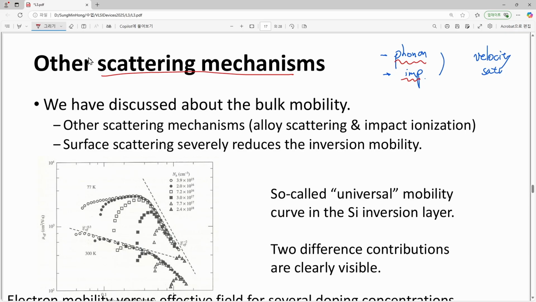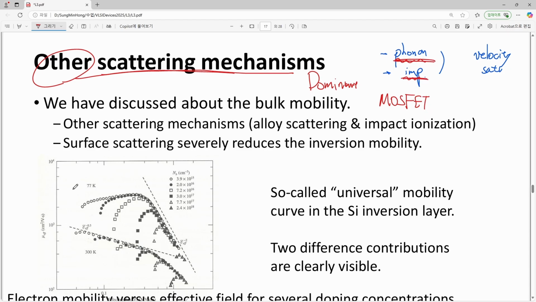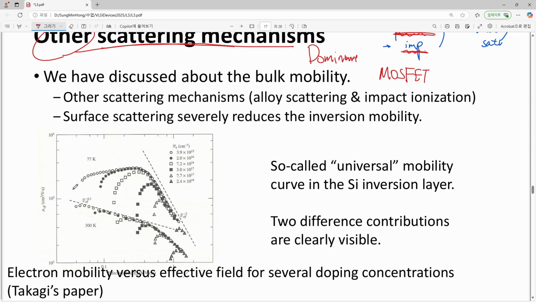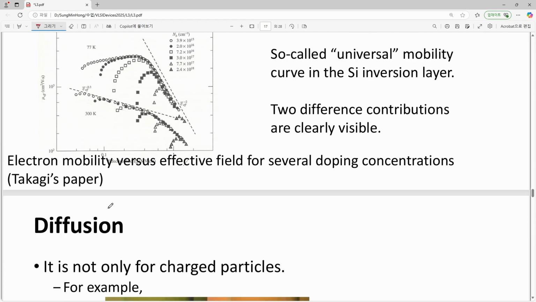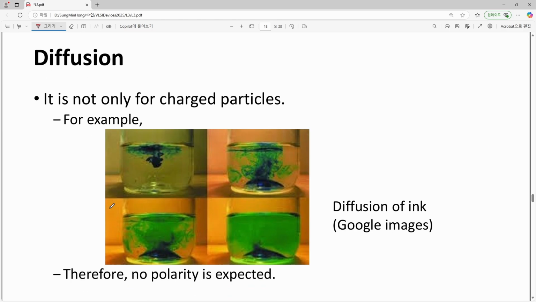Unfortunately, these other scattering mechanisms are dominant in the case of our MOSFET. So combined with these phonon and impurity scatterings, we have additional scattering mechanisms specifically important for the MOSFET, and we must consider those ones also. I hope that later in this semester we have some time to discuss these scattering mechanisms more deeply.